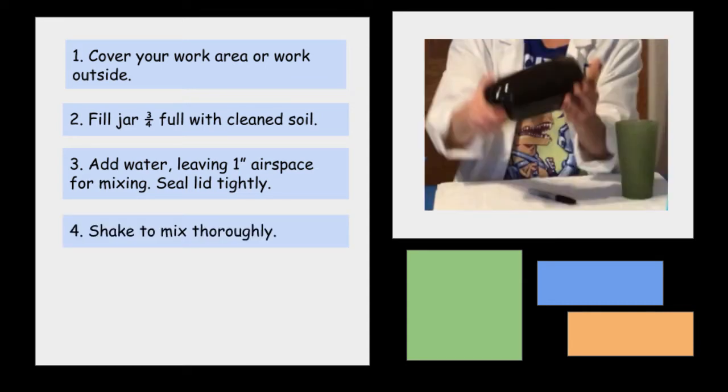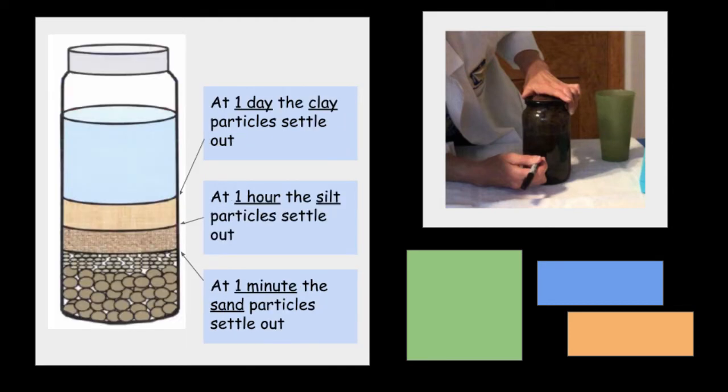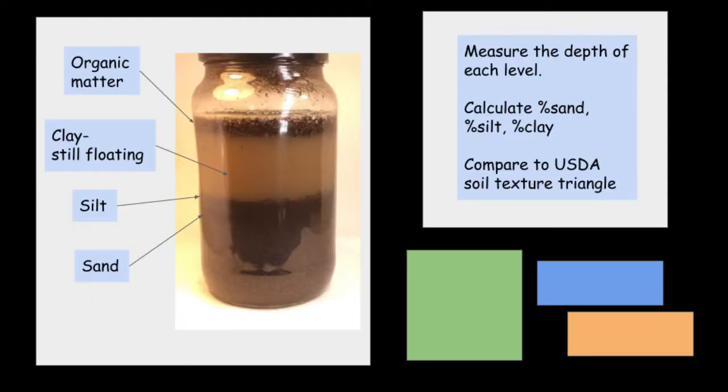Step 4. Shake the jar to mix thoroughly. Step 5. Allow solid particles to settle. Mark the solids level after waiting 1 minute, 1 hour, and 1 day. After the experiment, your jar should look something like this. Here's what mine looked like after about an hour. The organic matter, bits of leaves, roots, and stems will be floating.